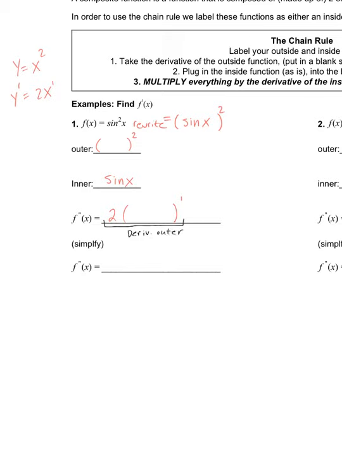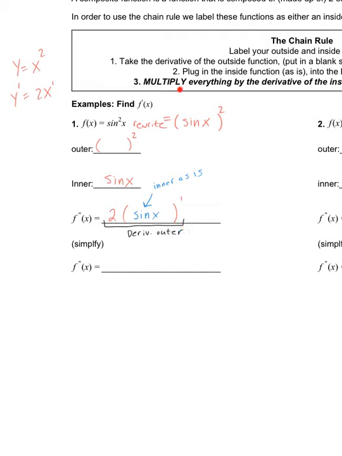The second step is you plug in the inside function as is, inside that blank set of parentheses. So our inner function is the sine of x. So I plug that in inside the set of parentheses, the sine of x. If you want to label it, that is the inner function as is. So that's the first 2 steps of the chain rule. You take the derivative of the outer function. The second step, you plug in the inner as is.